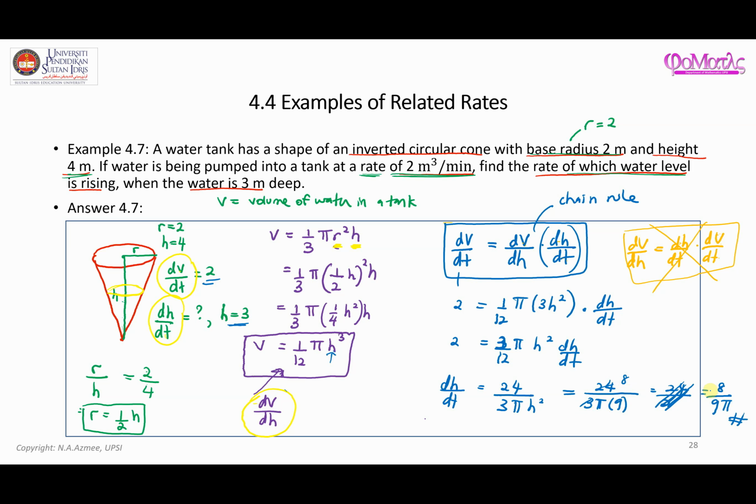So this is the rate at which the water level is rising. The value is positive, which means it is increasing. The water level is increasing with respect to time. Okay. All right, that's all.